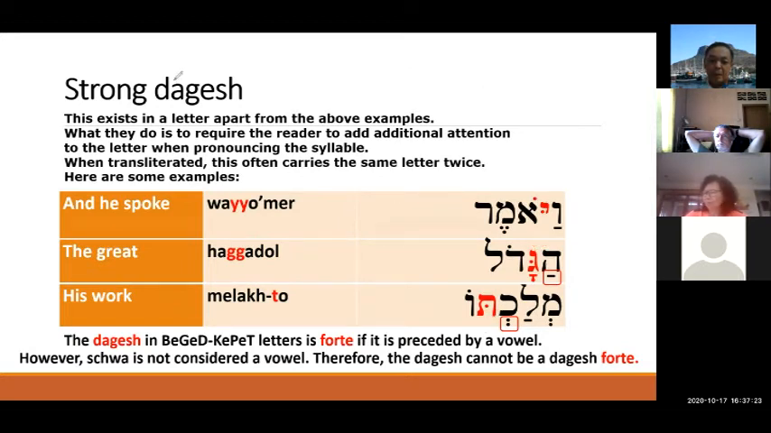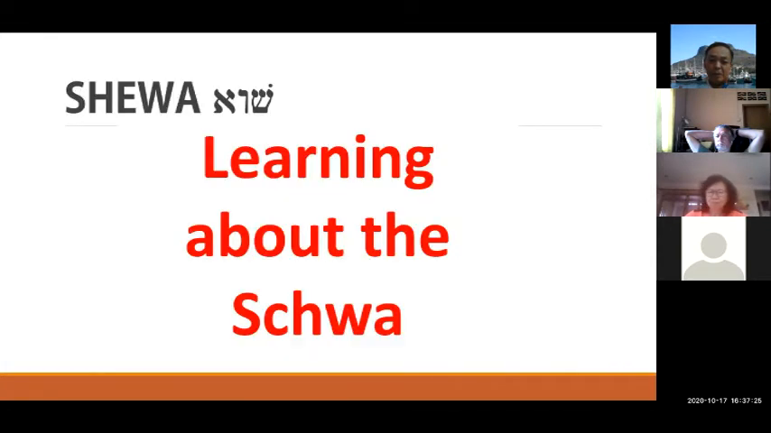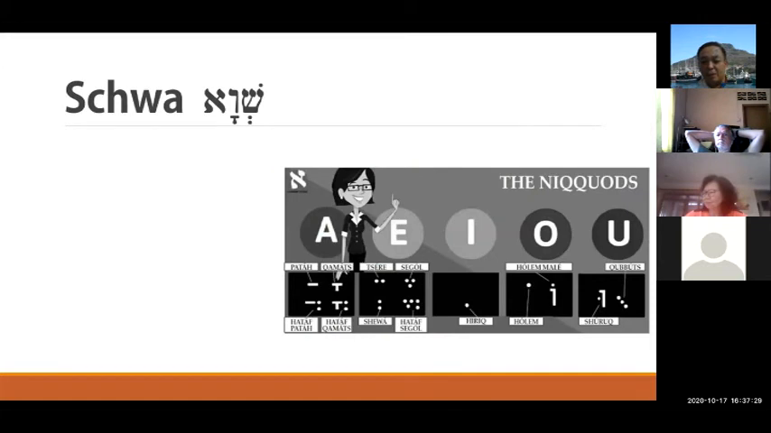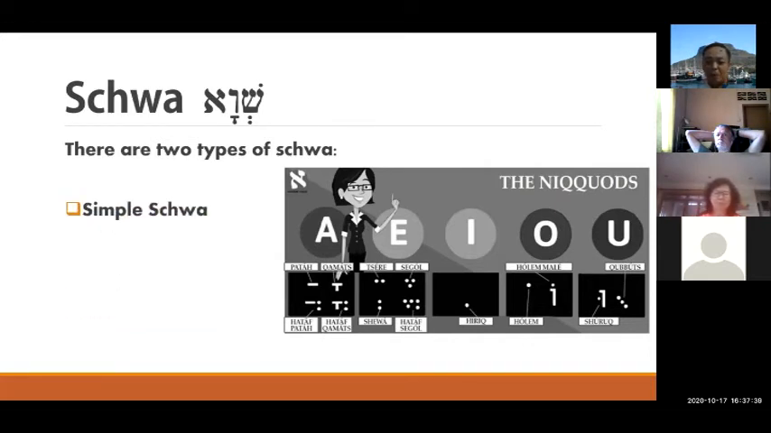So, okay, let's go on. That's a strong Dagesh. Now, schwa. As you know, there are actually two types of schwa. One is a simple schwa, which is what you see here in the box. A simple schwa, right?